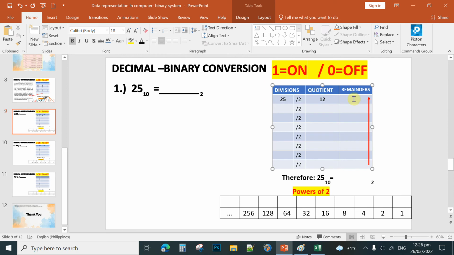Remainder 1, since 12 times 2 is 24 only. You copy the 12. 12 divided by 2 is 6, and no remainder, 0. Next, copy number 6, divided by 2, that's 3, and there's no remainder, 0. Copy the 3, divided by 2, that's 1, remainder 1.